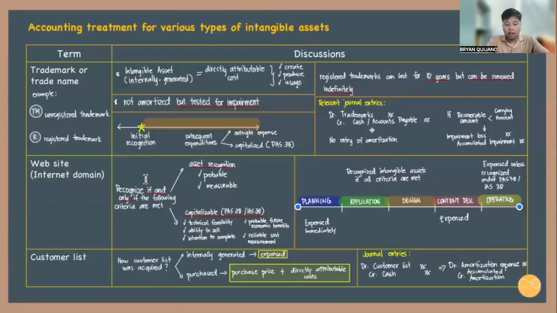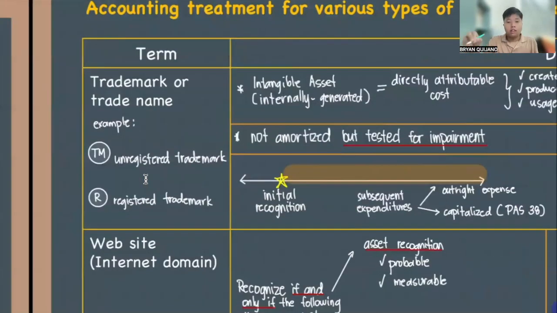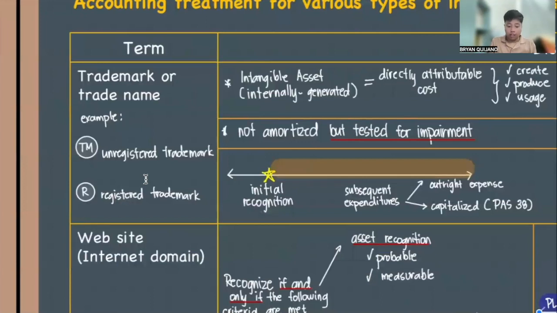Let us talk about accounting treatment for various types of intangible assets. The first one is we have trademarks. An example of trademark is that if you're going to see a branding or a trade name that has this mark in their logos, then you should be able to distinguish unregistered trademark from the registered trademark.